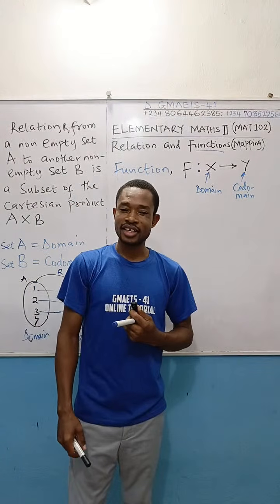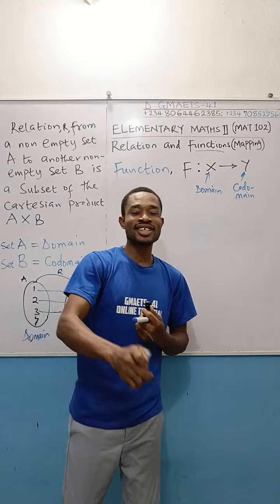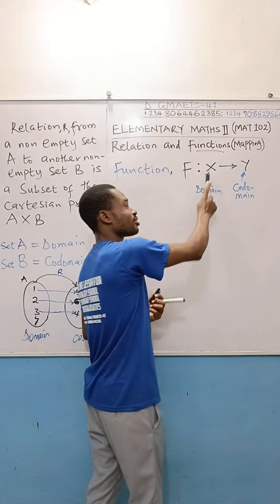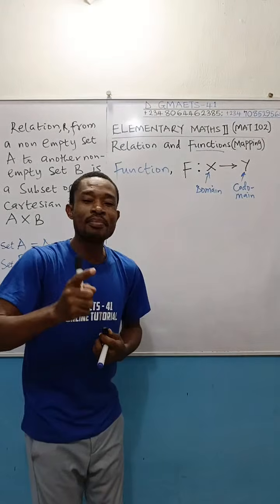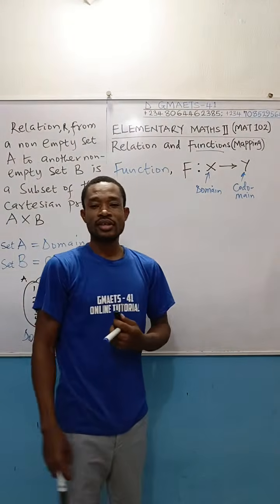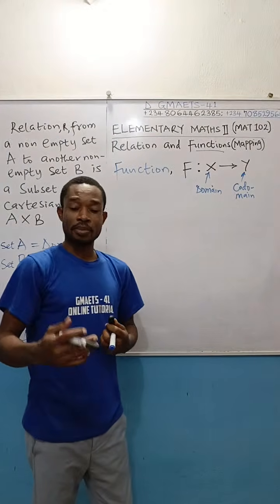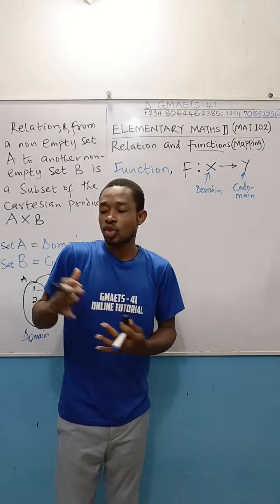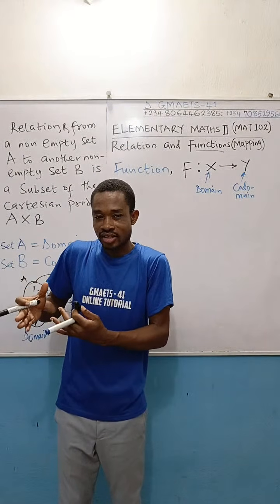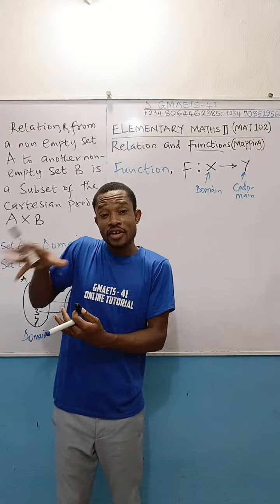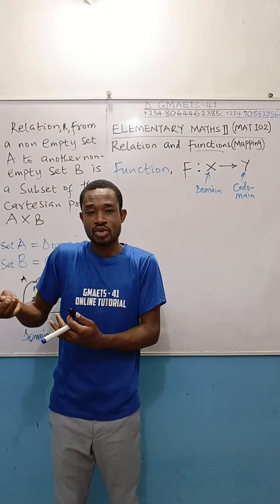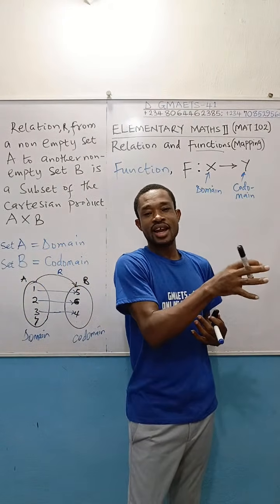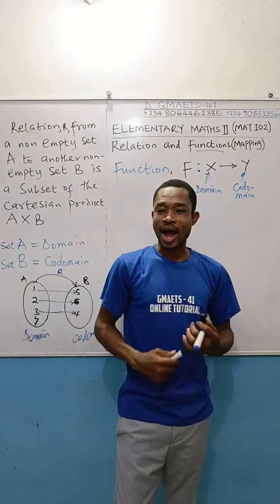I define it again. A function is defined as a relation which assigns to each element x a unique element y. I know the elements belong to a set. So what the function will do is to assign a value to each element in set x, and the value it is going to give is a unique element from set y.